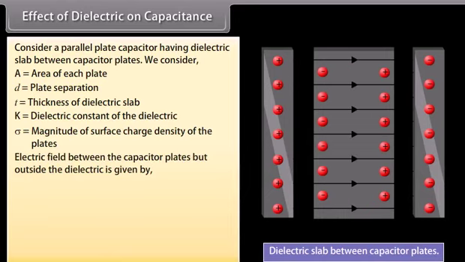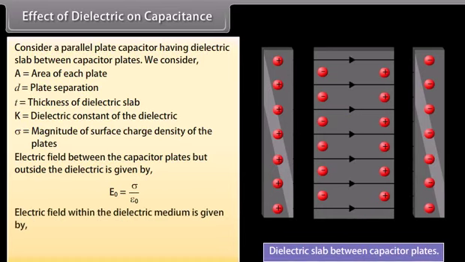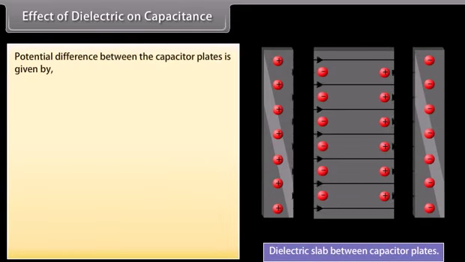Electric field between the capacitor plates but outside the dielectric is given by E naught is equal to sigma upon epsilon naught. Electric field within the dielectric medium is given by E is equal to sigma upon the product of epsilon naught and K. Potential difference between the capacitor plates is given by V is equal to sigma upon epsilon naught multiplied by d minus t plus t upon K.